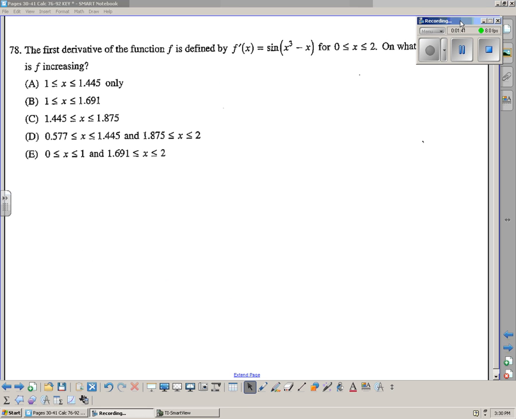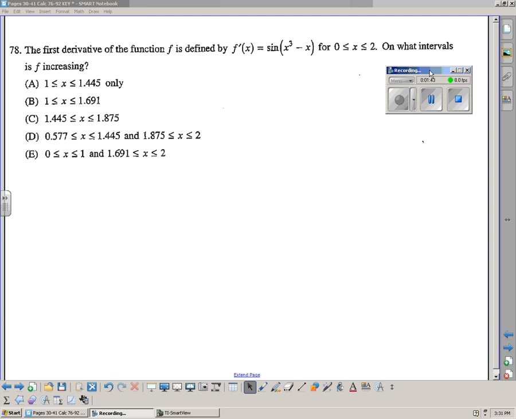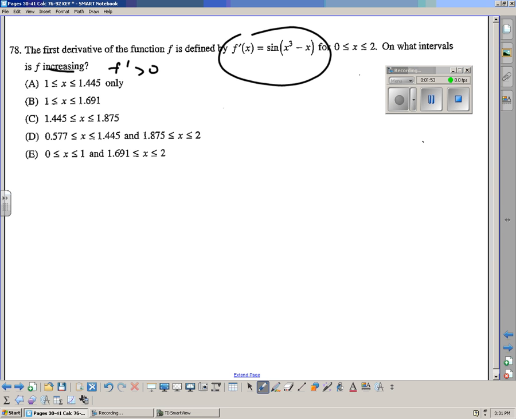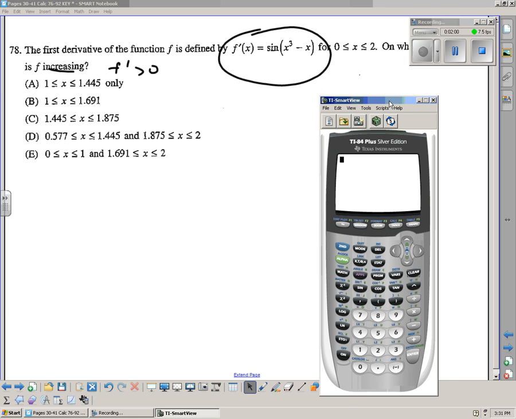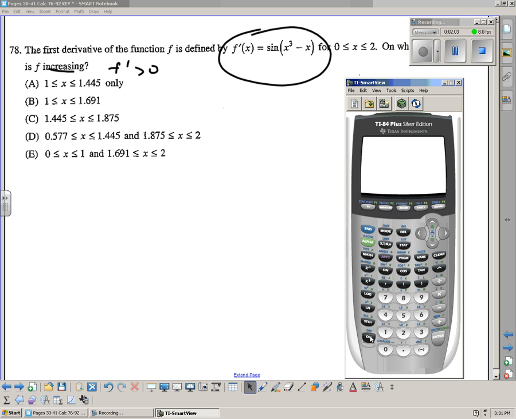All right, number 78. The first derivative of the function f is defined by f prime of x equals sine of x cubed minus x. On what intervals is f increasing? Again, f increasing means f prime is positive. This is the graphing calculator section. I can get a graph of that and take a look to see where this function is positive. It's almost like number 76, except you have to get the graph yourself. So y equals, clear this out, sine of x cubed minus x.